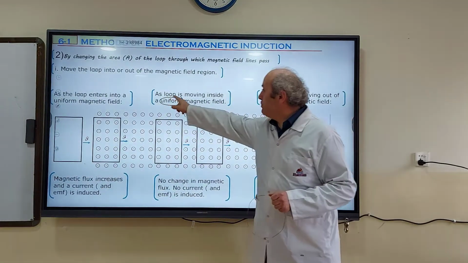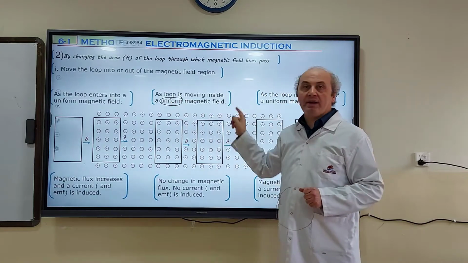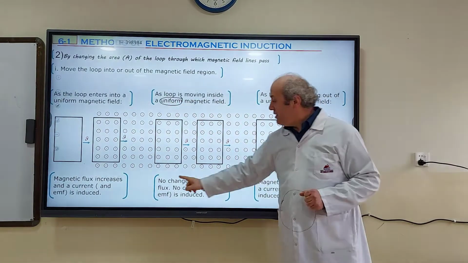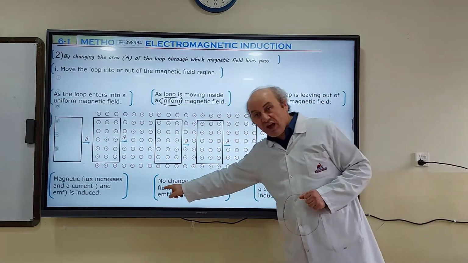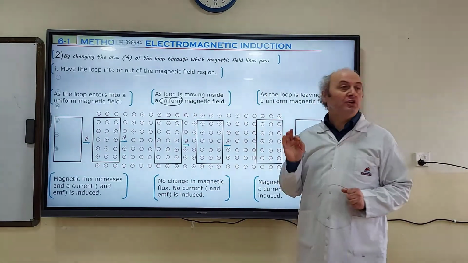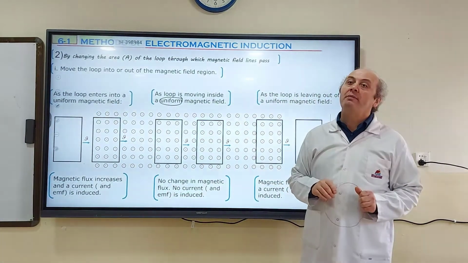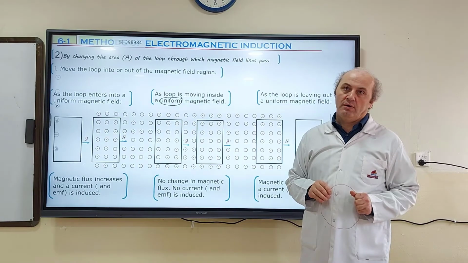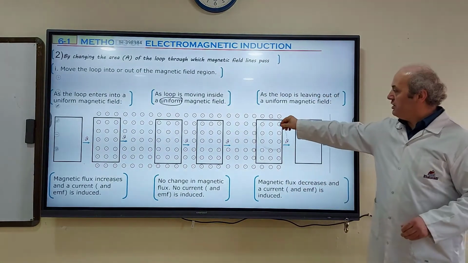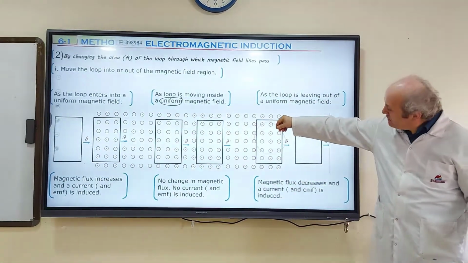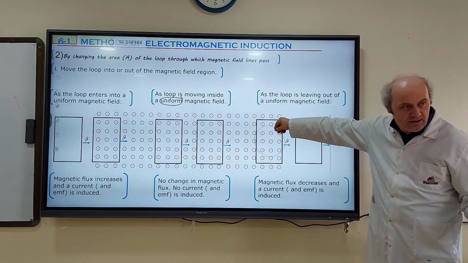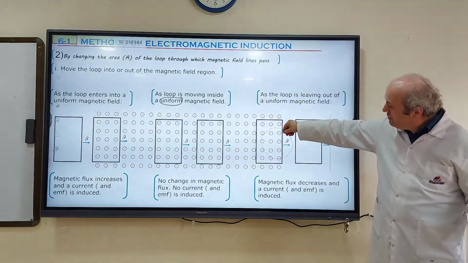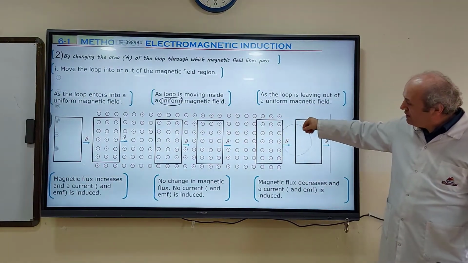So, as the loop is moving inside a uniform magnetic field perpendicularly, there is no change in the magnetic flux, no current is induced in the loop, and no EMF is measured. Okay, what about this? Let's take this loop out. Now magnetic flux is 9, 9 lines are crossing. Now? 6. Now? 3. Now 0.